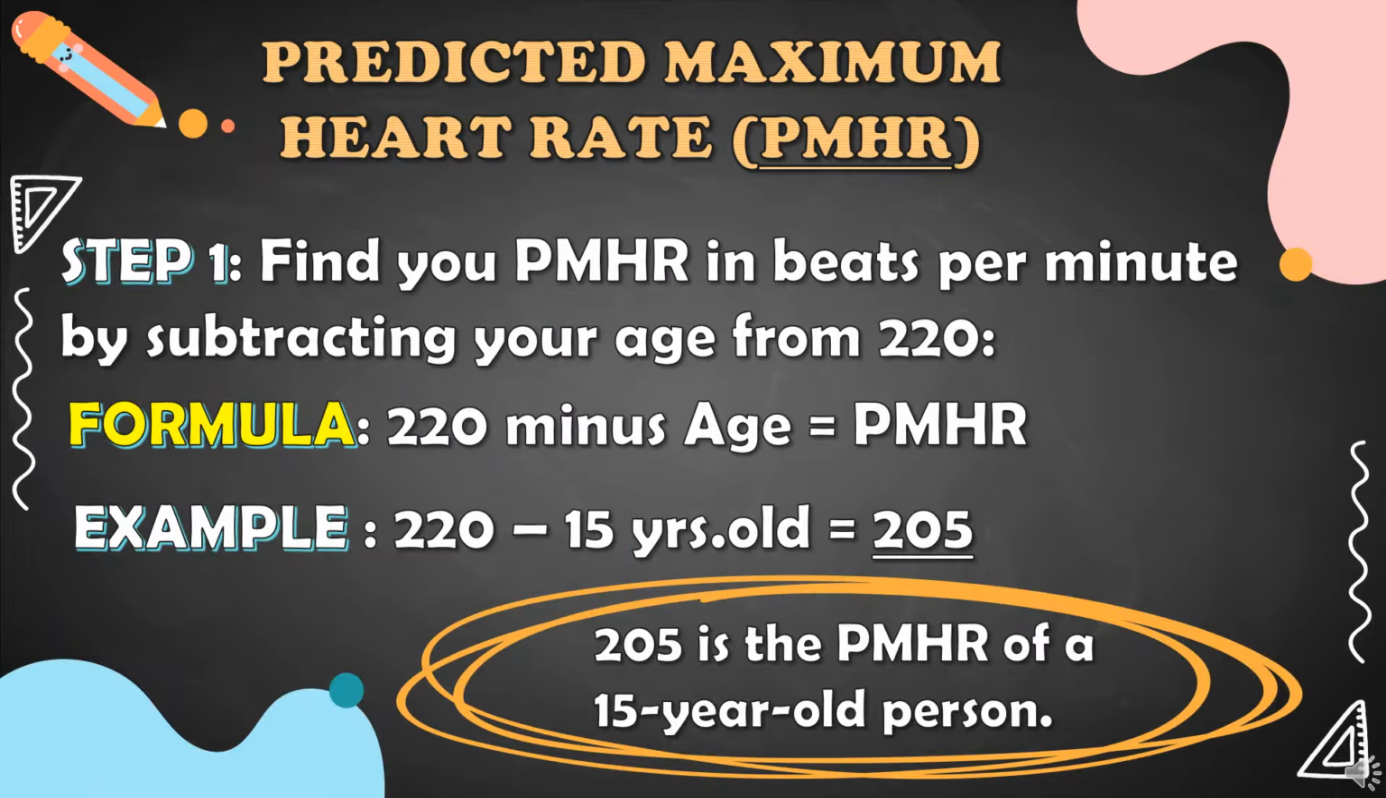First, I will show you how to compute for your predicted maximum heart rate or PMHR. The formula is 220 minus your age. For example, to get the PMHR of a 15-year-old person, the solution will be 220 minus 15, and the PMHR is 205. Take note of this PMHR because we will need it to compute your lowest and highest target heart rate.